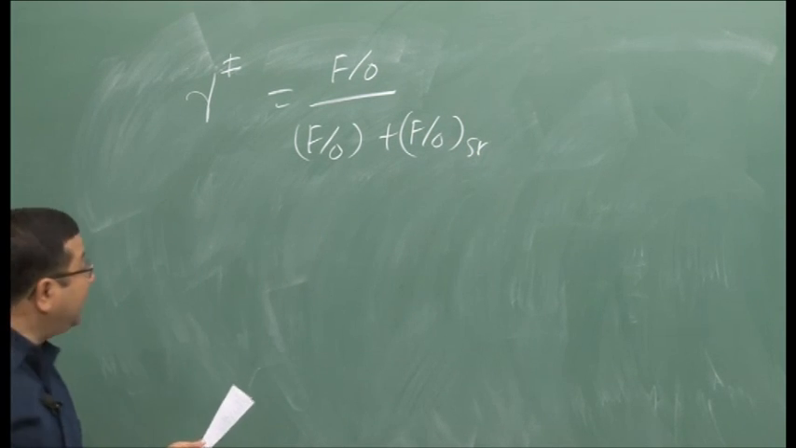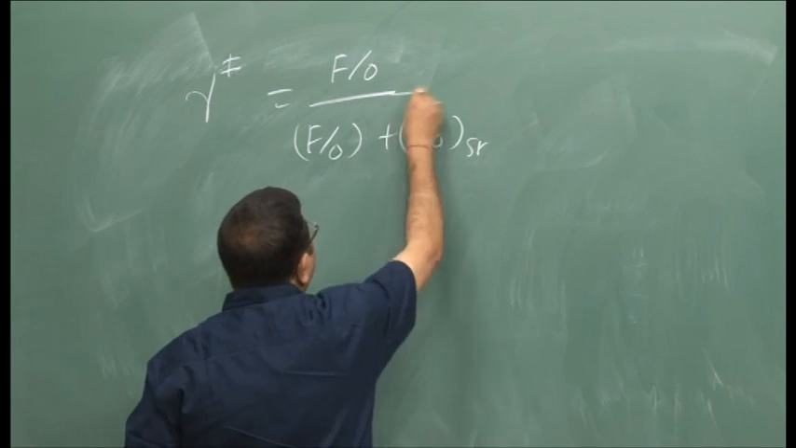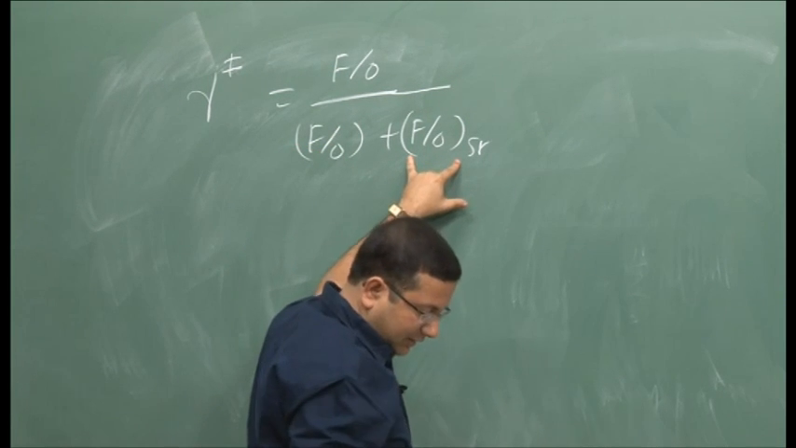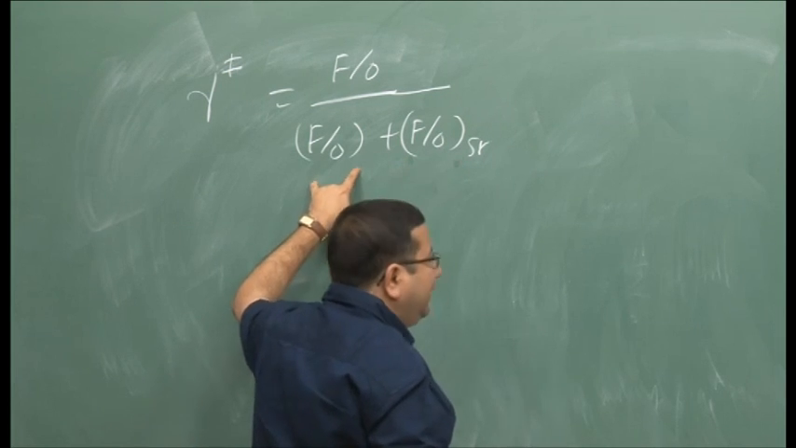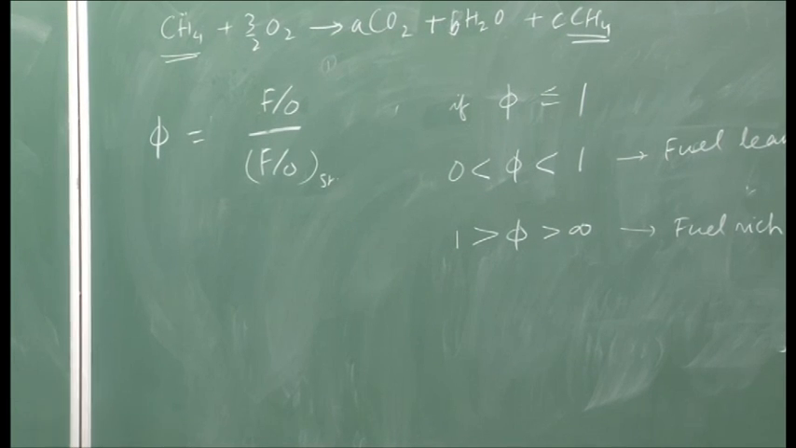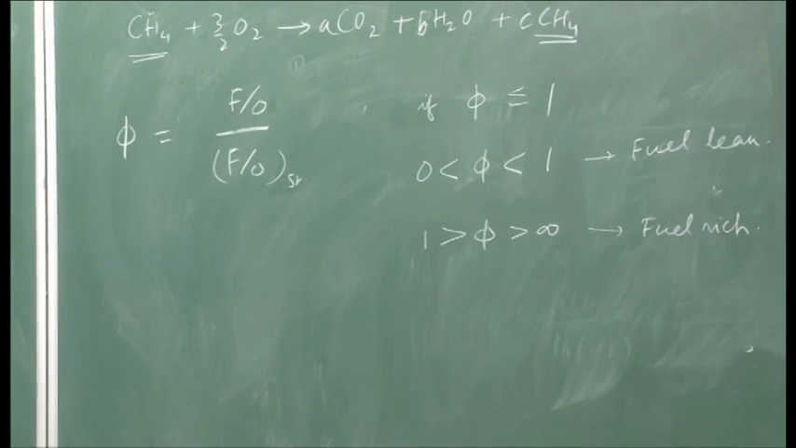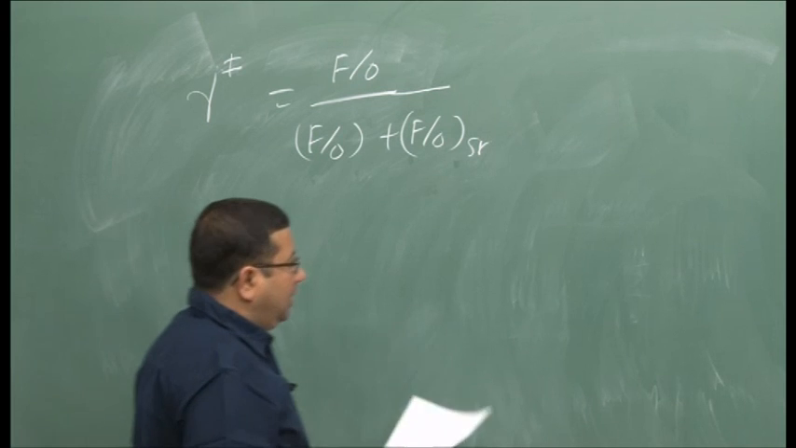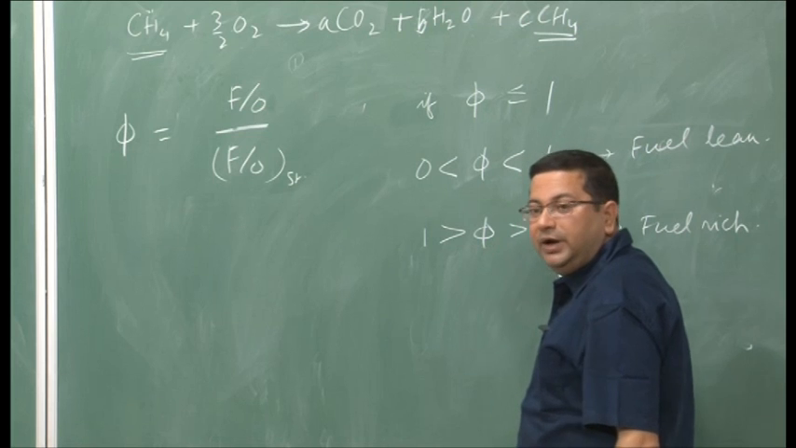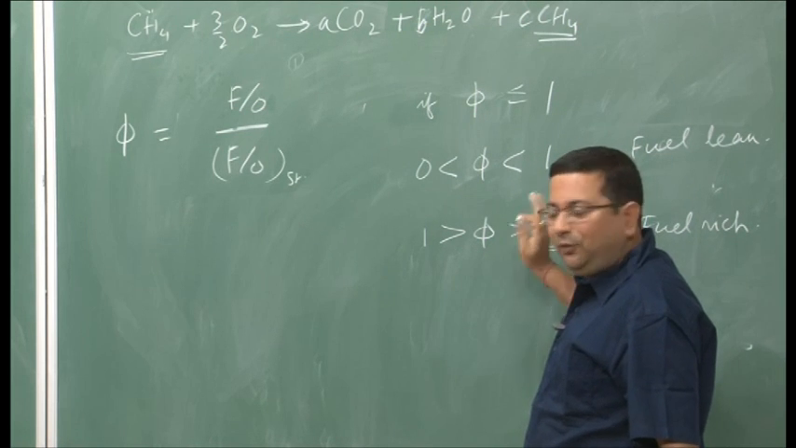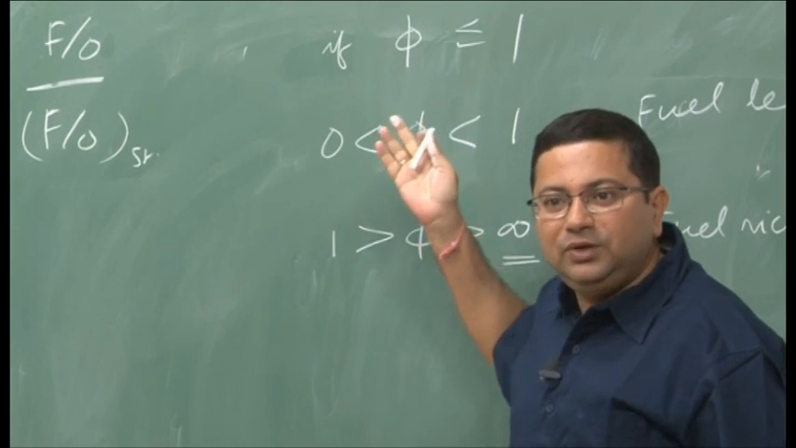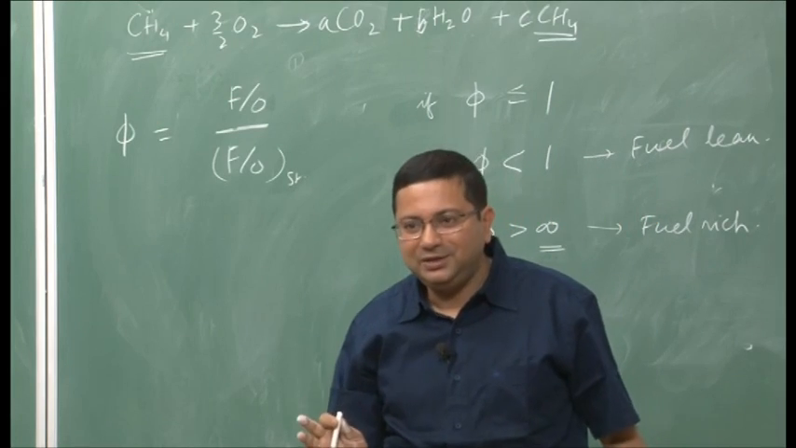actual fuel oxidizer ratio divided by the actual fuel oxidizer ratio plus the stoichiometric fuel oxidizer ratio. Now, it is very similar to equivalence ratio, but typically it is used for computational purpose. Now, why is that so? Let us understand. Here, the equivalence ratio is unbounded, right. So, when we have pure fuel, the equivalence ratio goes to infinity. So, computationally it cannot be handled.